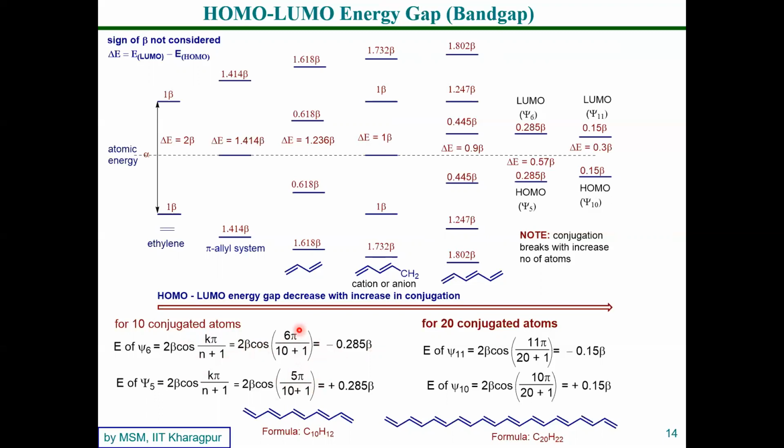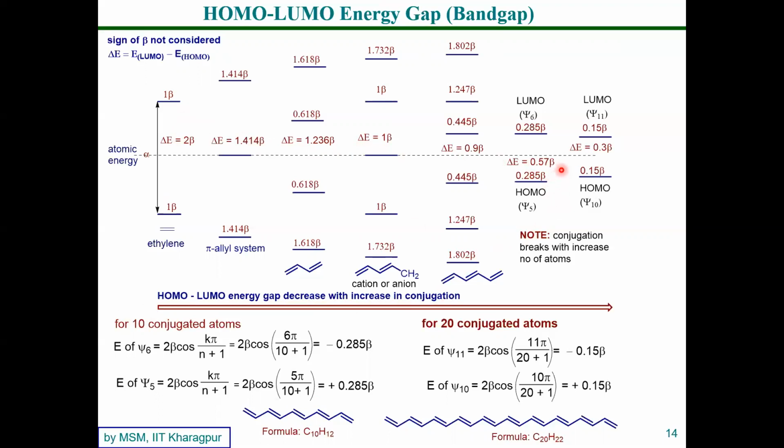You can do it yourself also for this system, formula C10H12, and the same way for formula C20H22 when you have 10 ethylene units, so a total of 20 conjugated atoms. You get 0.15 and 0.15 up, so the total difference will be 0.3 beta. What does it signify? With more conjugation, it is clear that the HOMO-LUMO gap keeps on decreasing. So the HOMO-LUMO energy gap decreases with increase in conjugation. This is one of the basic principles for designing semiconducting materials.